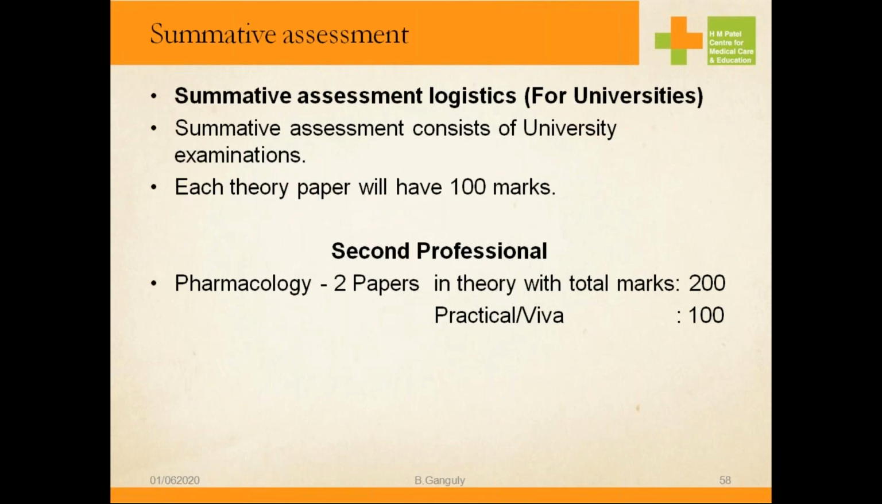Coming to summative assessment logistics for the university examination, there are 2 papers. Each paper in theory is of 100 marks, so 200 marks, and practical plus viva is 100. Earlier viva marks were added to theory, but now theory is solely theory, and practical plus viva relates to 100 marks. We should take care of that.